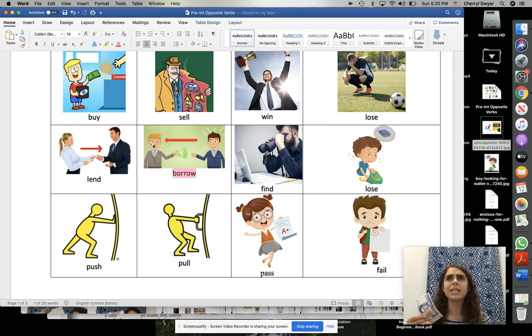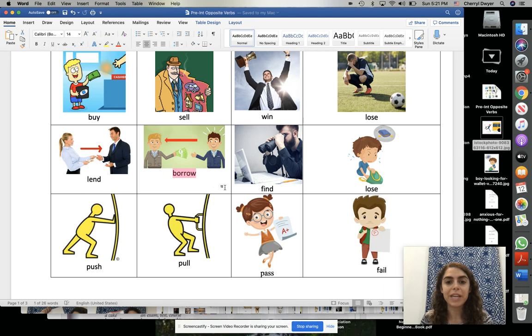Sometimes I hear people say like, oh, can you borrow me money? Sometimes I'll hear some students say that. That's not correct. If you want to borrow money from someone, you say, oh, can you lend me money? Can you lend me money? Or you could say, can I borrow money? But you can't say, can you borrow me money? That doesn't make sense. Okay.